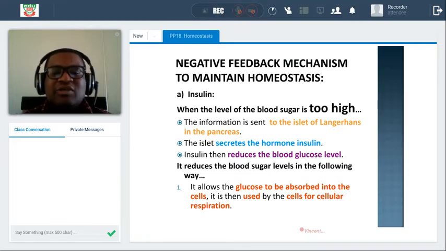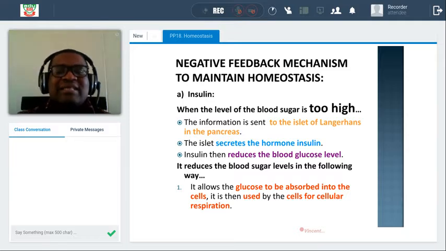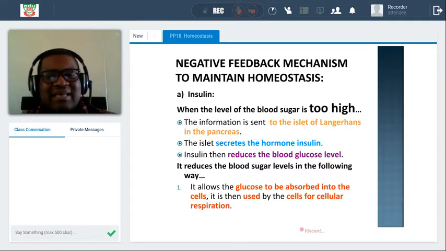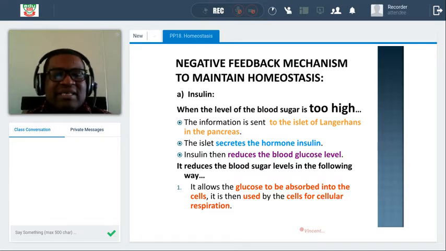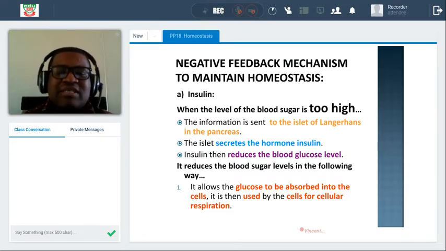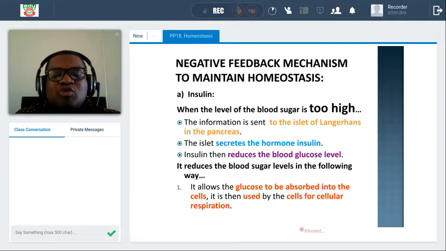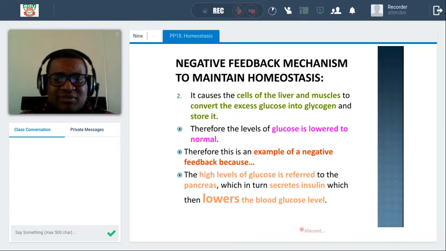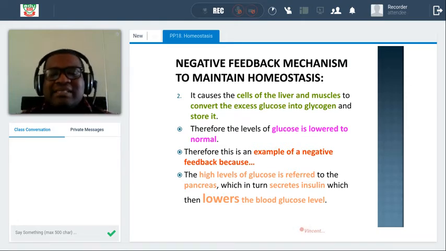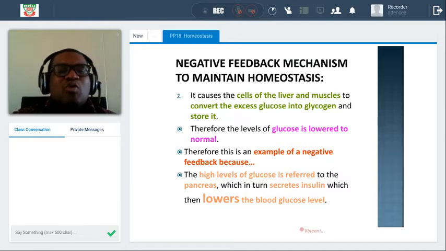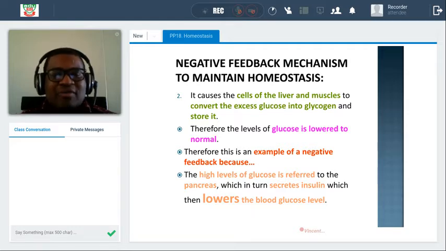So, when is insulin produced? When the blood sugar level is high, so that is a change. When there's a change, the information is sent to the islets of Langerhans in the pancreas. The islets secrete the hormone insulin, which then reduces the blood glucose level. So how does the insulin do that? 1, it allows the glucose to be absorbed into the cells. It is then used by the cells for cellular respiration. Secondly, it causes the cells of the liver and muscle to convert the excess glucose to glycogen and store it. Therefore, the level of blood glucose will lower back to normal.